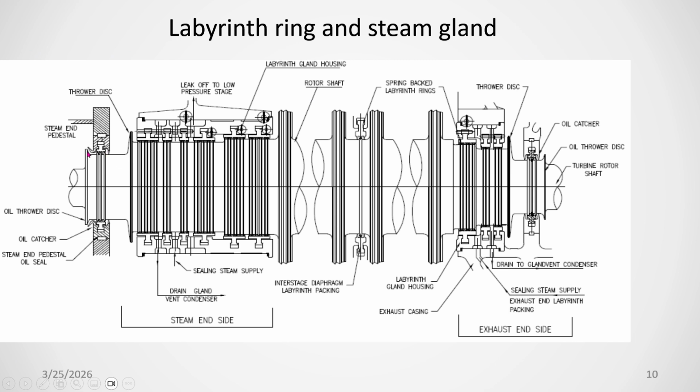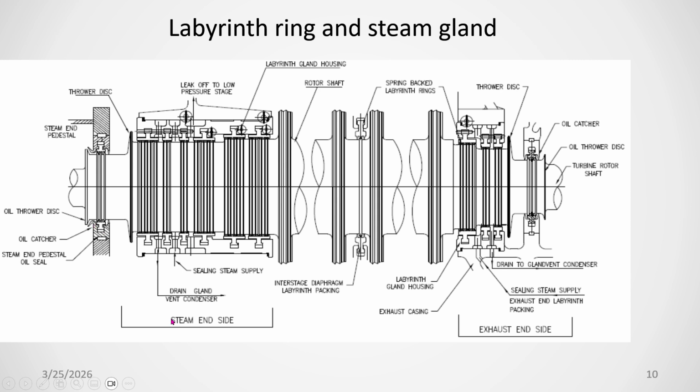So there is sealing there. If lube oil or condensate is coming from this side, there is a drain. From here it will go to the drain. Oil should not come, but if it does come, it will also go to the drain. This one is called the oil catcher.